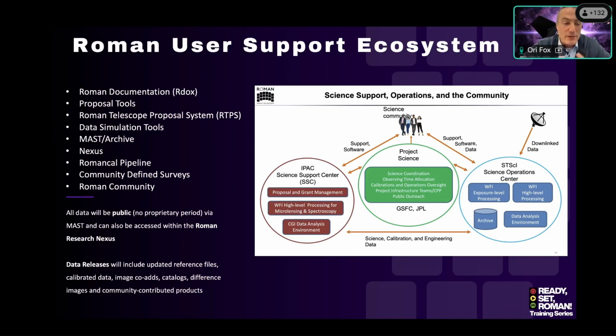As I mentioned already, but it's worth restating, all data will be public. That means no proprietary period. You can access it on MAST or the Nexus. And we will also have data releases at set intervals, which will include things like updated reference files, calibrated data, image coadds, catalogs, difference images, and community contributed products.